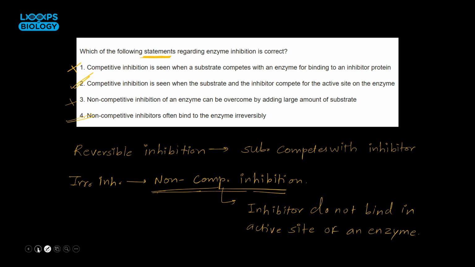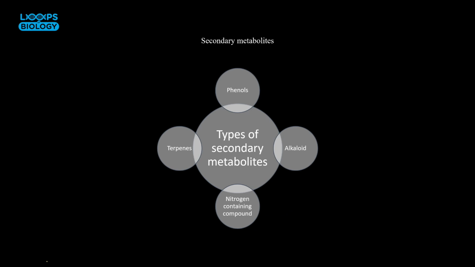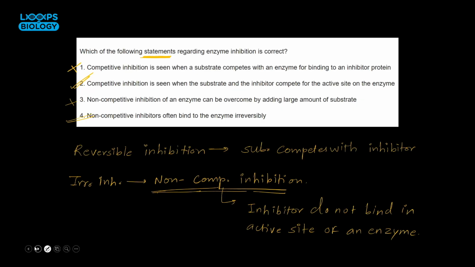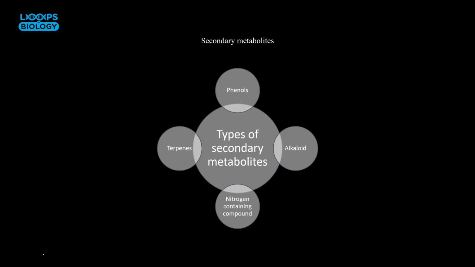This is the NCERT based question, guys. So let's talk about your last part. I hope this is the last part. Yeah, this is secondary metabolites. So secondary metabolites are such metabolites which are formed by your bacteria or plants, but they are not useful for the organisms.